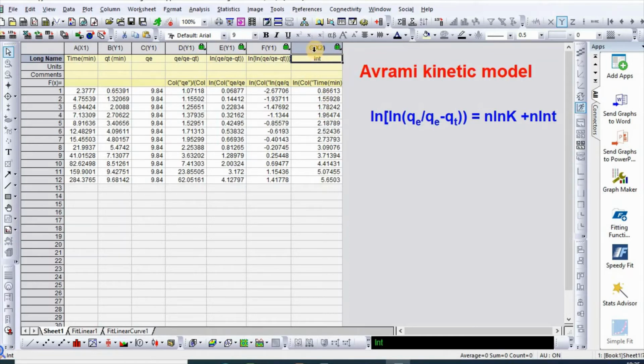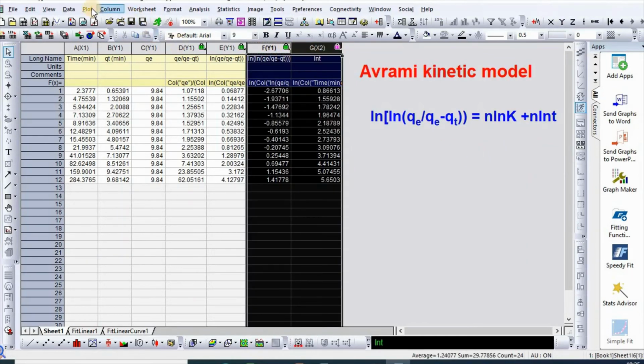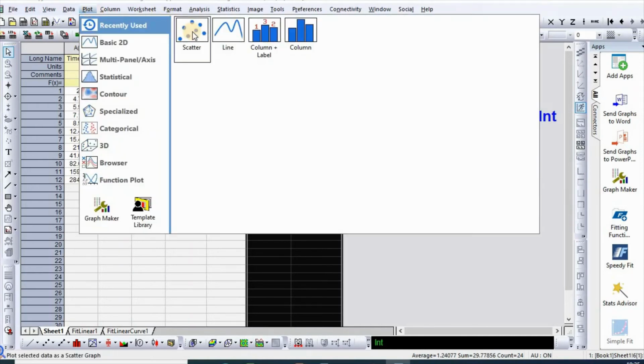I have done so. Then, again, if you consider this equation, a plot of double ln of Qe divided by (Qe minus Qt) versus ln t will give a slope of n and the intercept will be n ln K. Then you can easily calculate K. So now select this and click plot, then scatter.